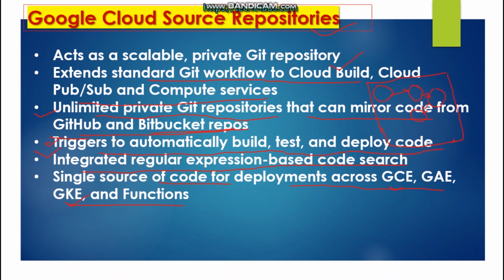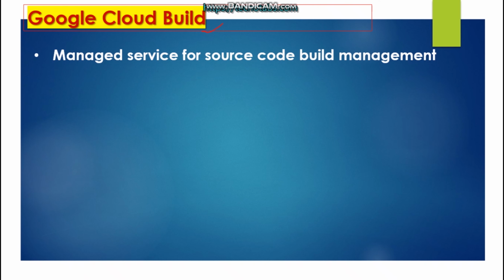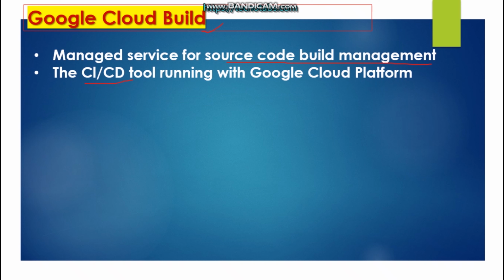All right. So let's now have a look at Google Cloud Build. It's a managed service for source code build management. Which means that once you complete your code, you need to deploy it somewhere, right? So in order to deploy it, you need to build your code, right? So Cloud Build is a CI/CD tool, that is continuous integration and continuous deployment tool, that will manage all your build process. You don't have to do certain operations in order to deploy your code.